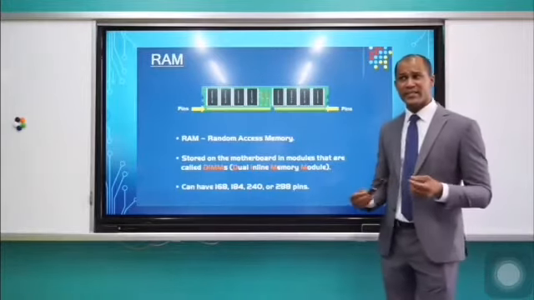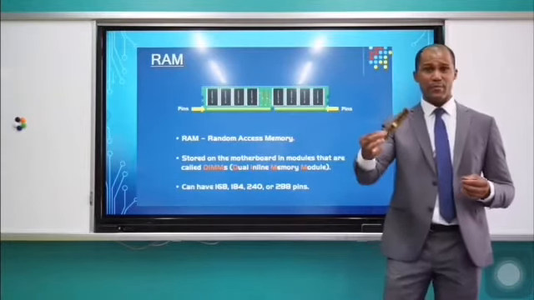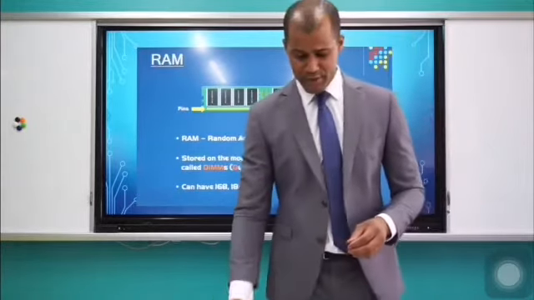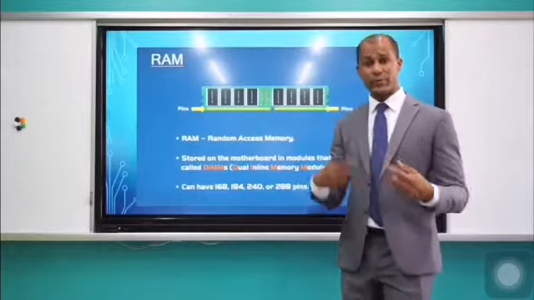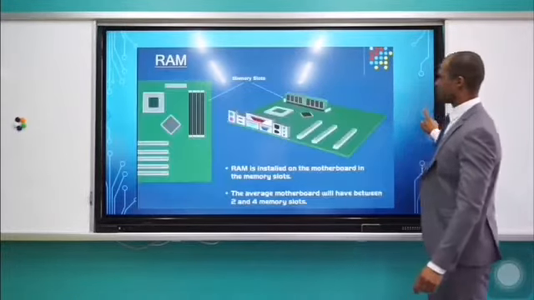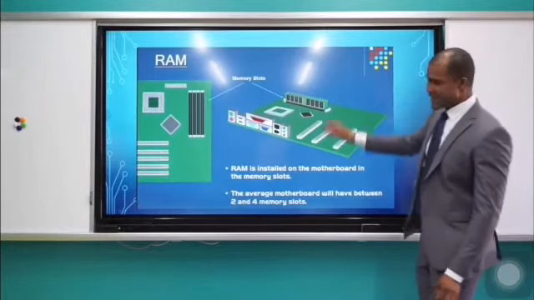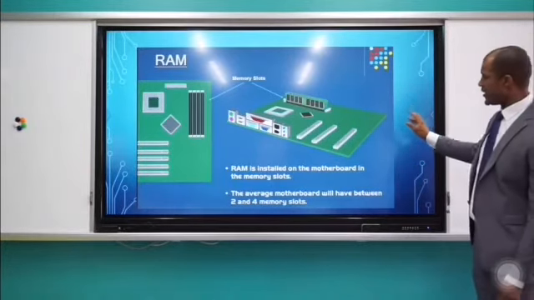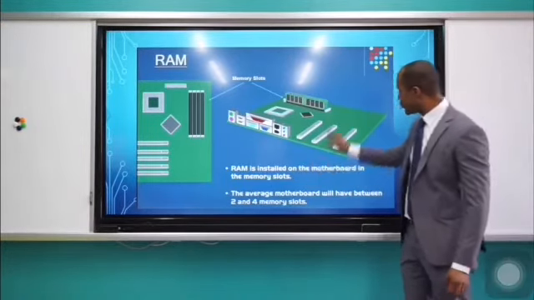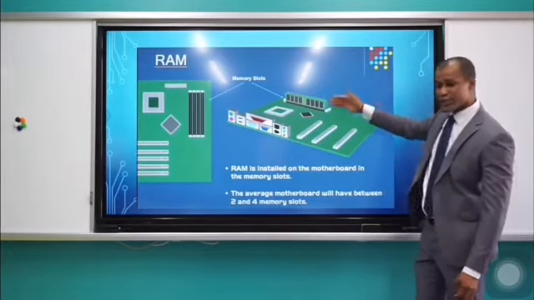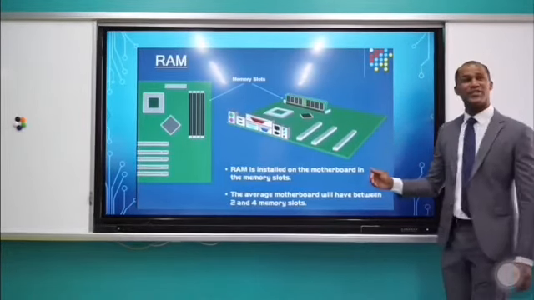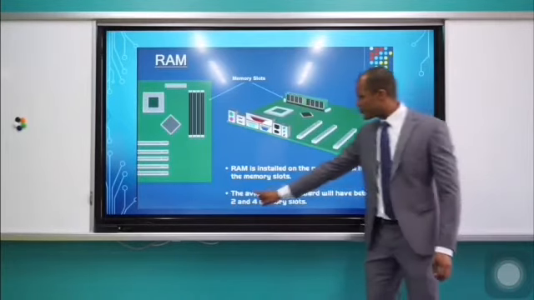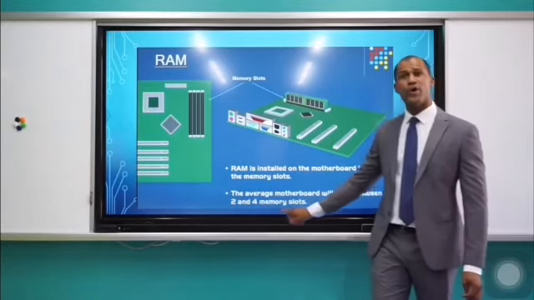Why do we need extra RAM? The more RAM we place on our motherboard, the faster our computer will run, the faster it can process information. As I said, this is a graphical representation of the motherboard, and the RAM is installed on the motherboard in the slots I've just shown you. The average motherboard will have between 2 and 4 slots.